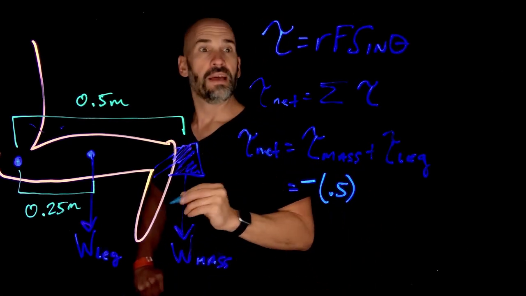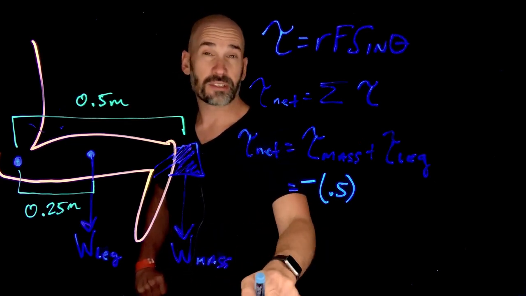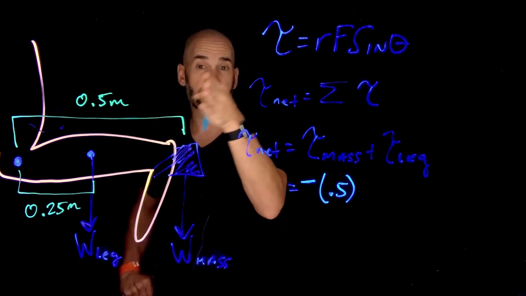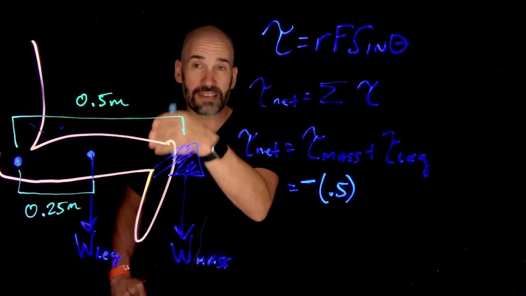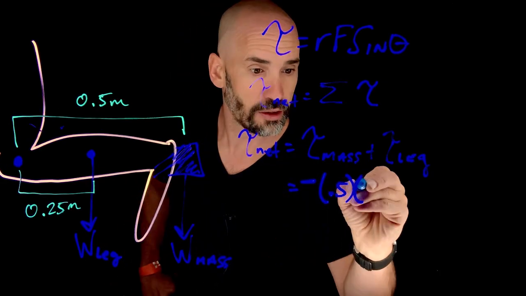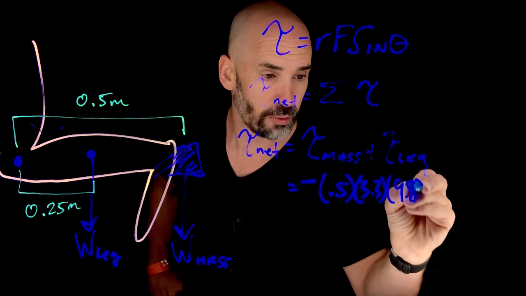All right. What is the force? Well, it's the weight of this mass. The mass is 3.3 kilograms, but that's not newtons. How do we get from kilograms to newtons? How do we get from mass to a force? We multiply by gravity. So this would be 3.3 times 9.8, right?